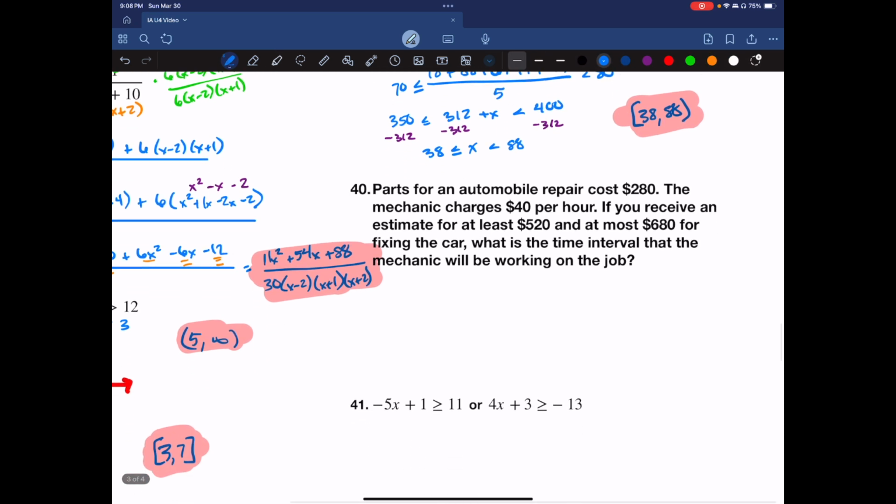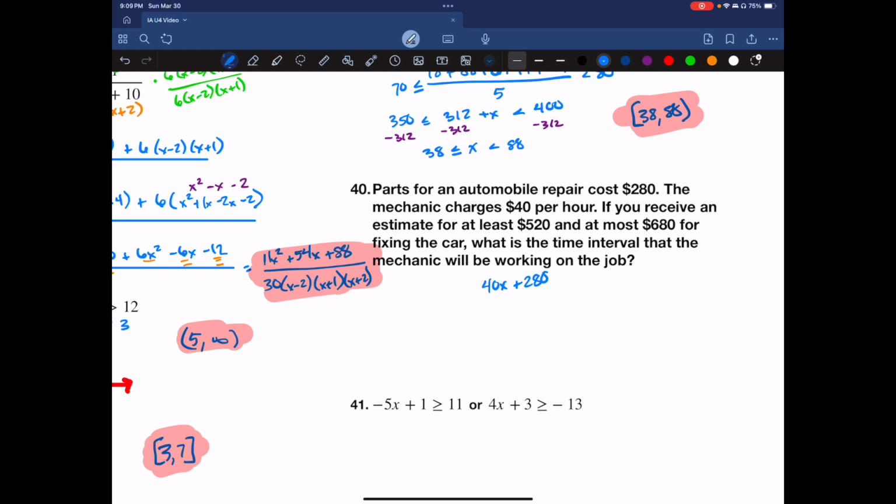Okay. On 40, it says parts for an automobile repair cost $280. The mechanic charges $40 per hour. If you receive an estimate for at least $520 and at most $680 for fixing the car, what is the time interval that the mechanic will be working? So you're going to write essentially a linear expression, and then you're going to put your least and your most on either ends of it. So $40 per hour, so that's 40x. Repair costs are 280. That's a flat fee, so plus 280.